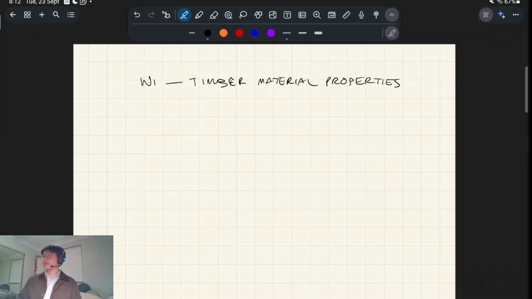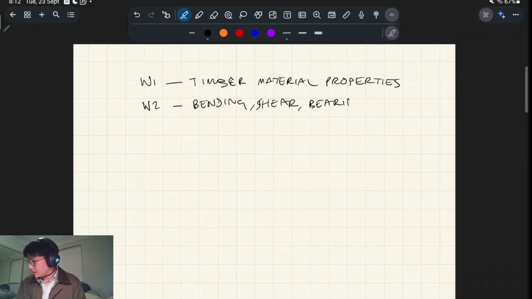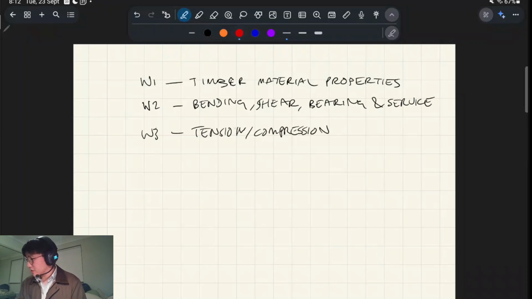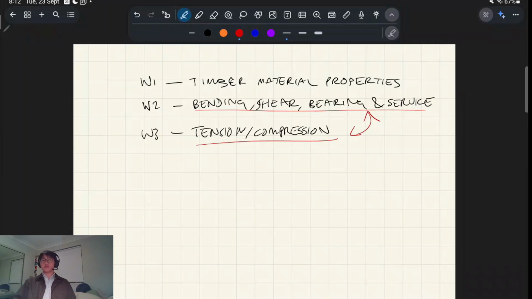Week 2 is where we start getting into calcs. And it looks like what formerly was bending, shear, bearing, and serviceability is now swapped with tension and compression, which is fine. Because the course is run by new lecturers, they've decided to swap this around, so it'll be a little bit more similar to steels.